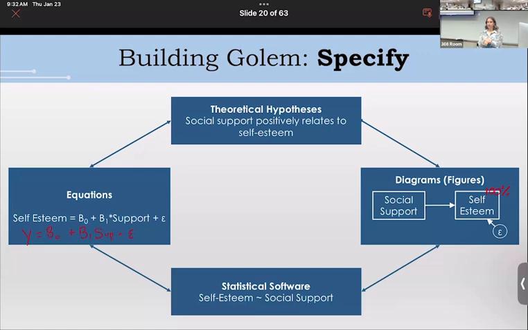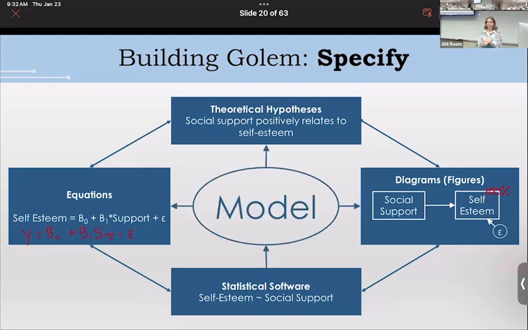These are all what? All four of these are models. Good. They're just models in different languages. Right. Good. So they're all visuals of our model.